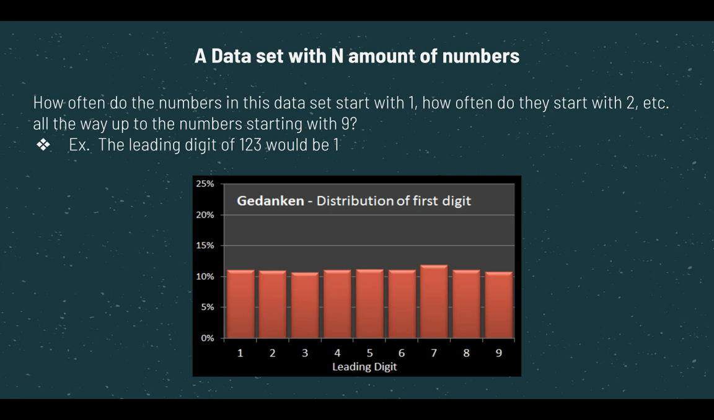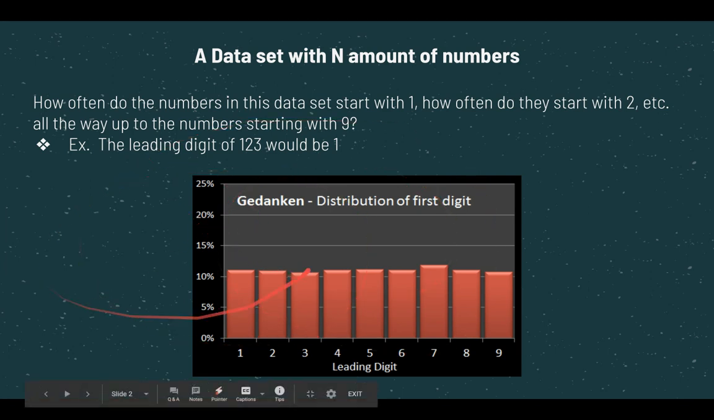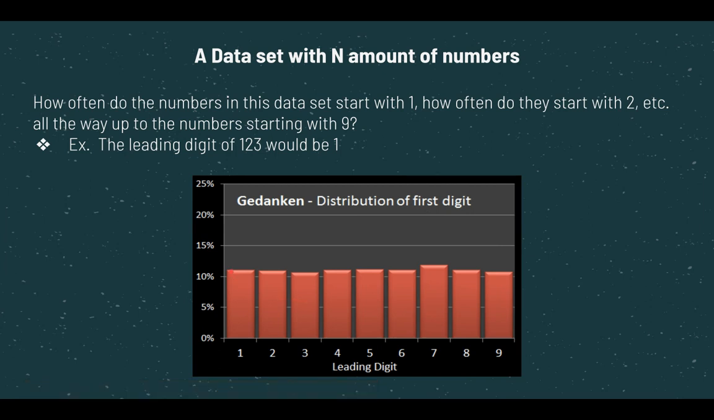So if you have a data set with all of these numbers, how often would the leading digit 1 or 2 or 3 appear? You'd think it would look something like this graph right here, where everything's kind of even. It's not perfectly even, but it's around 1/9 for each leading digit. But in reality, due to the thing I'm going to be talking about today, it's actually way different than you imagine.